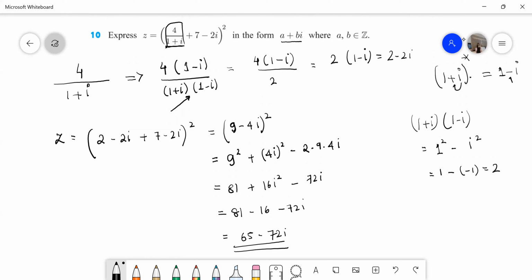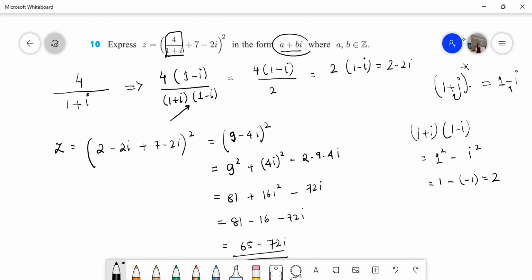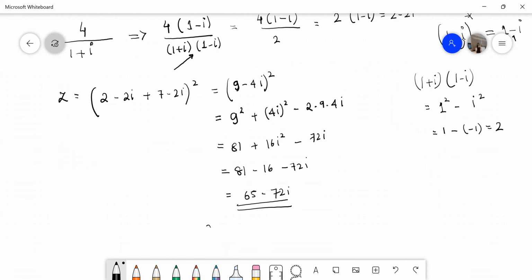This is our answer because we are asked to give the answer in the form a plus bi. So a is 65 and b is negative 72.